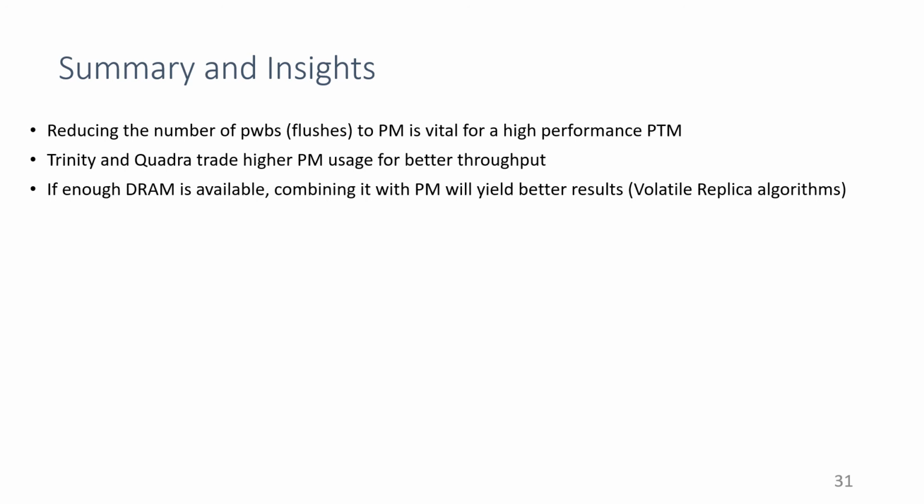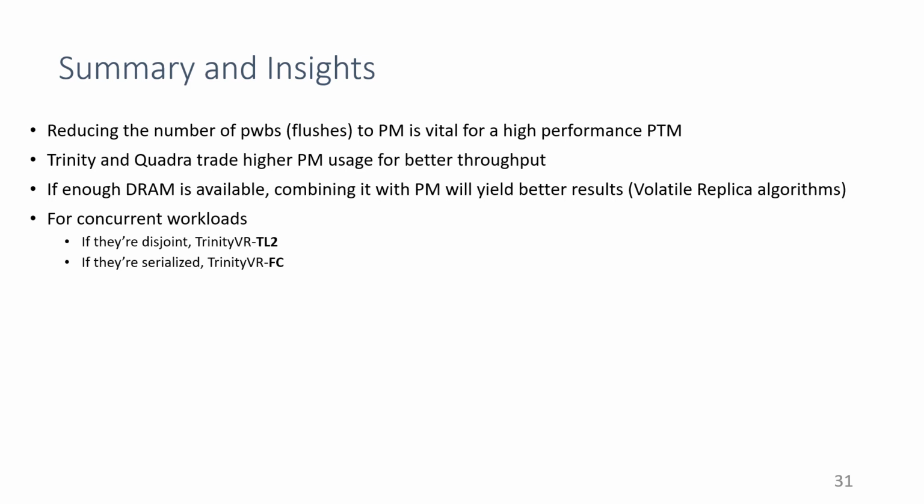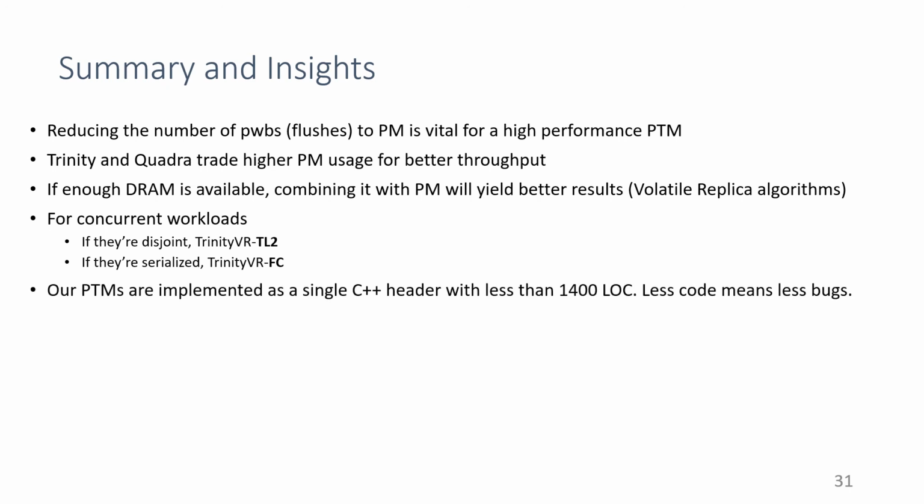So you can pick and choose how much of your persistent memory is actually durable and how much of it is actually volatile. And concurrency-wise, if you have workloads that are mostly disjoint, then TL2 is the way to go. If you have things where the workload is really very serializable, like everybody's writing on a queue, then you're better off with something like flat combining.